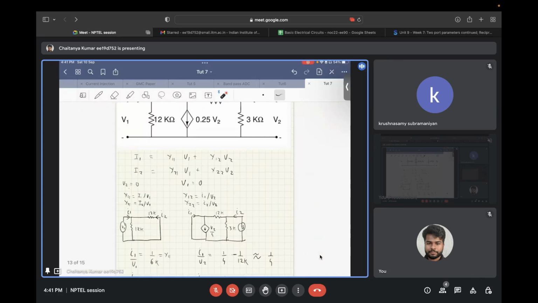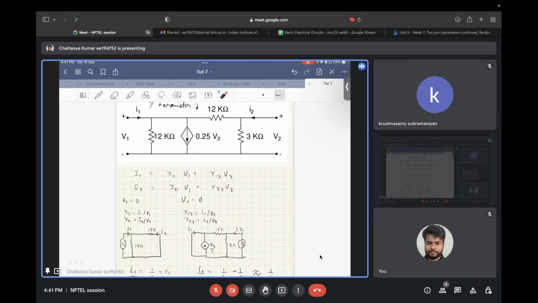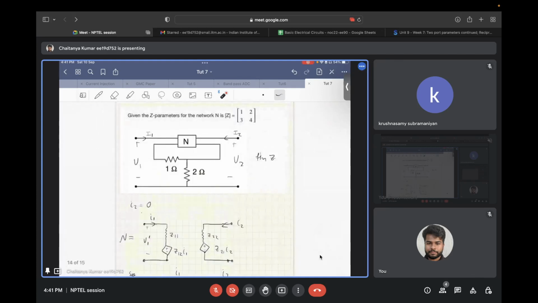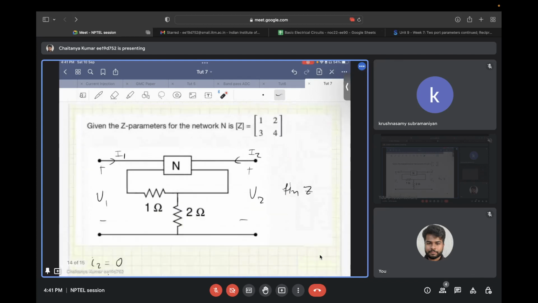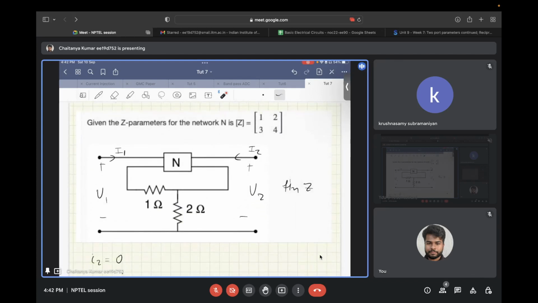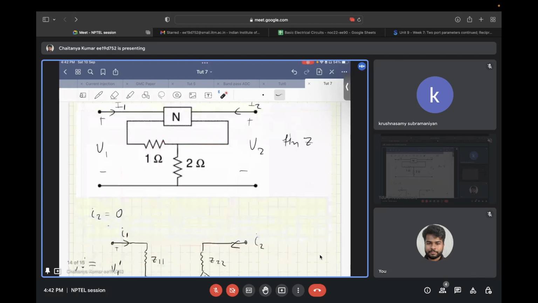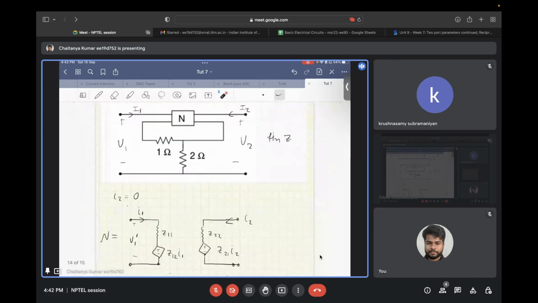So this is how you can handle questions to find Z parameters and Y parameters. Now, a slightly more complex problem. Here you have a network N that is a part of a bigger two-port network, and the Z parameters of this network are given to you. You are supposed to find the Z parameters of the complete network. A short way to approach these kinds of problems is the following.